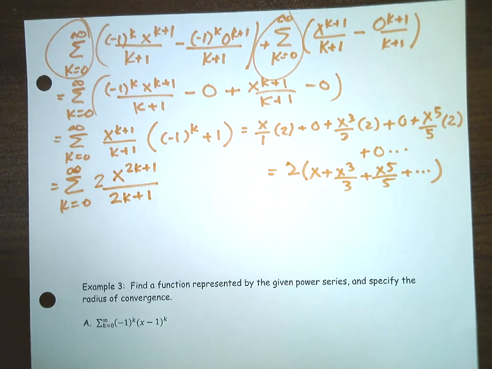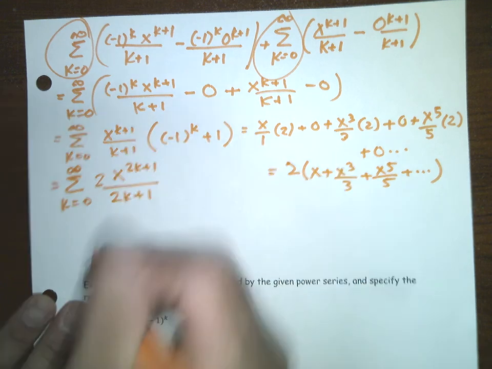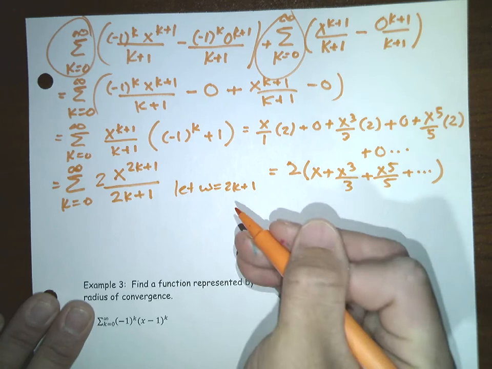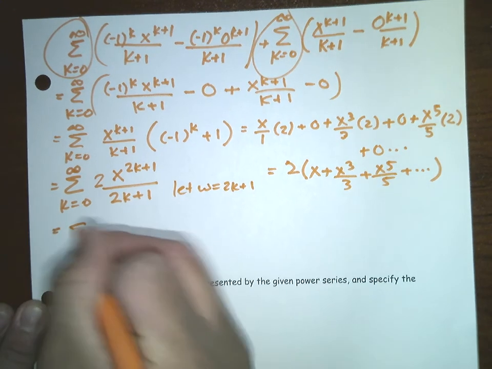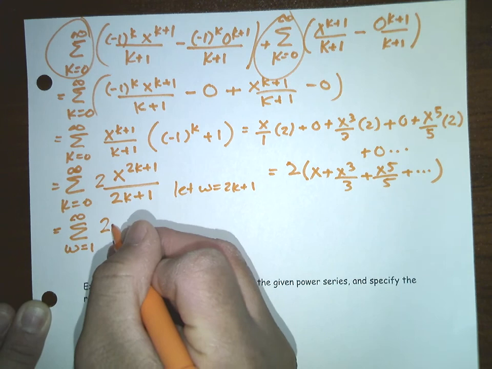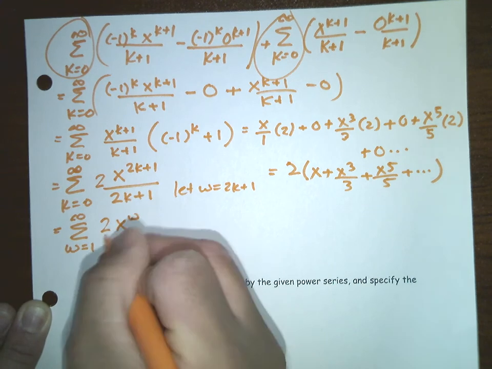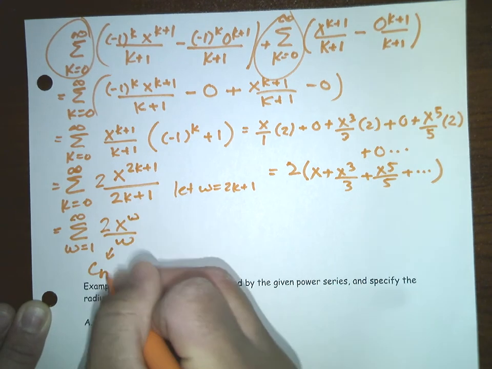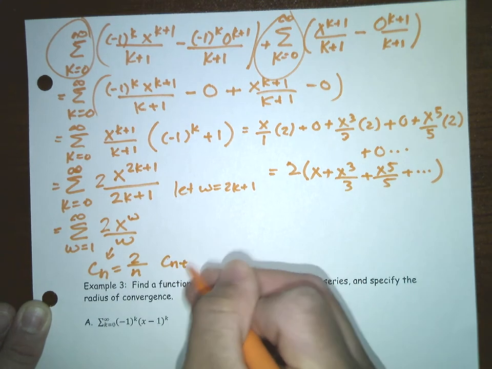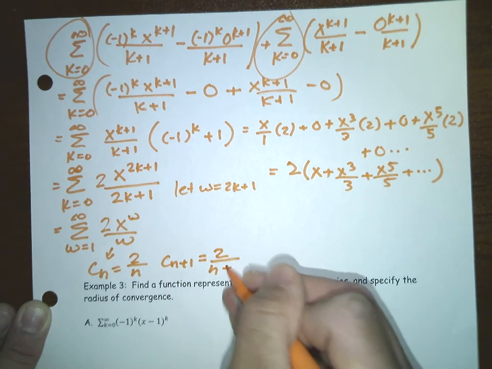All right. And now, why do I want to do this? Because then I can easily just find the radius of convergence for this. So as usual, let w be 2k plus 1. And so then this is a sum w equals 1 to infinity of 2 x to the w over w. So Cn is 2 over n, and Cn plus 1 is 2 over n plus 1.